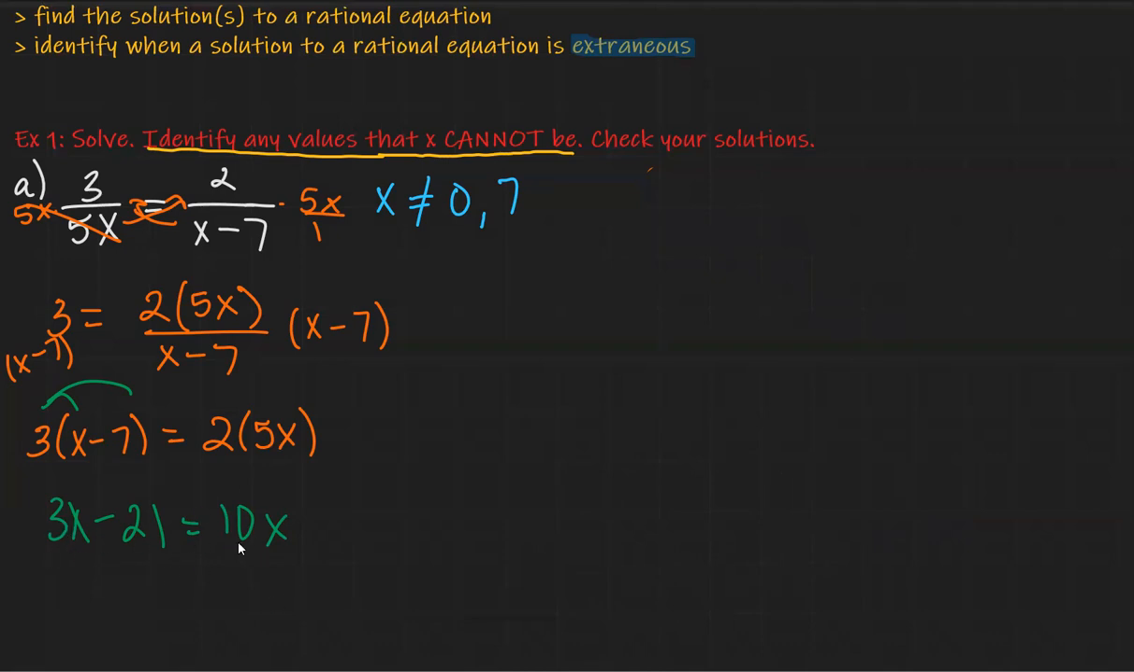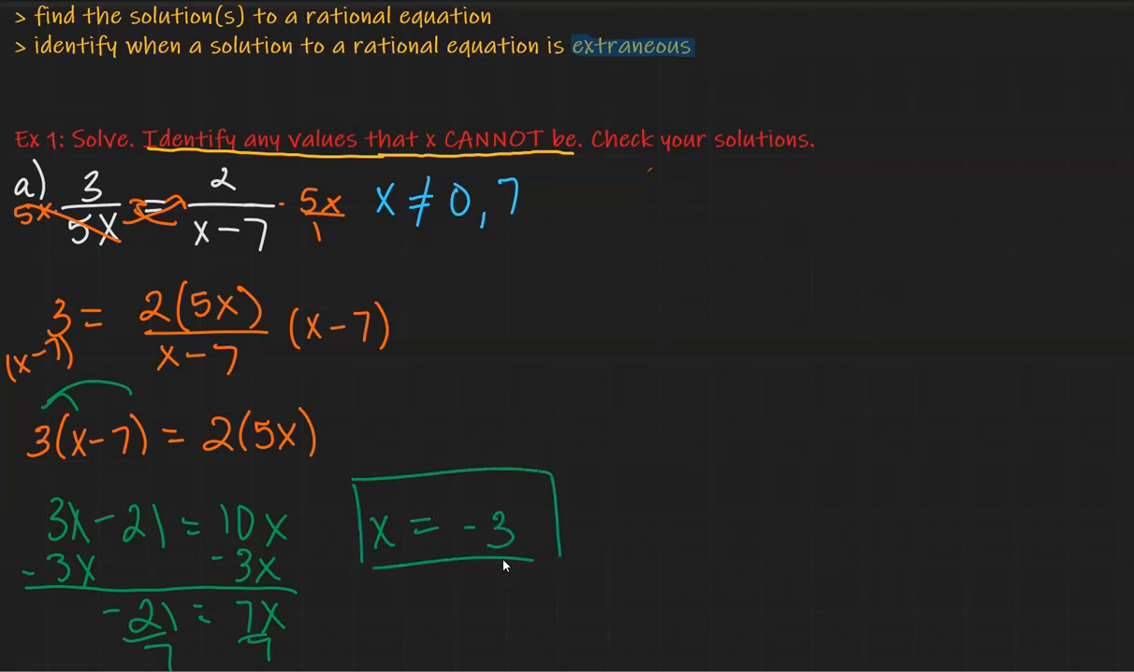My x is already over here, kind of isolated from that number, so let's subtract this 3x over. You could really do it either way, but if you subtract the 10x over, you'll have to then add 21 over. It's going to be the same no matter what, so do it whichever way makes more sense to you. Minus 21 equals 7x. Now I just have to divide both sides by 7. We get x is equal to negative 21 divided by 7, which is negative 3. So we only had one solution here.